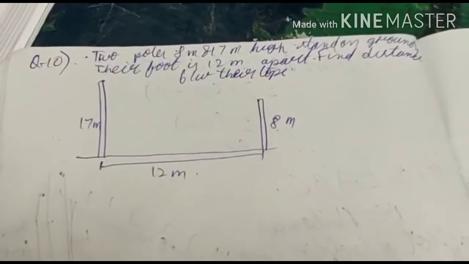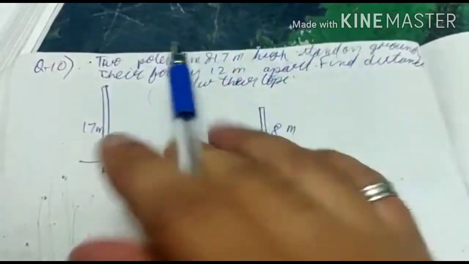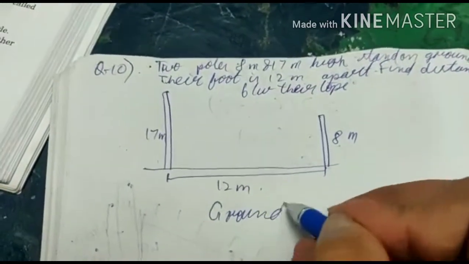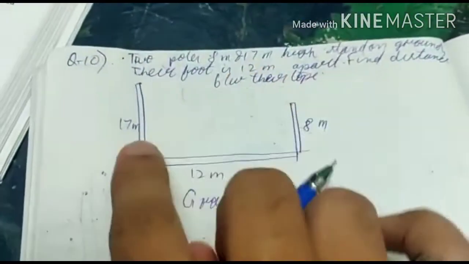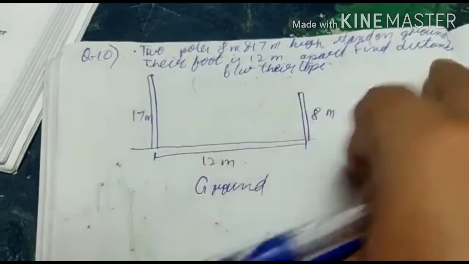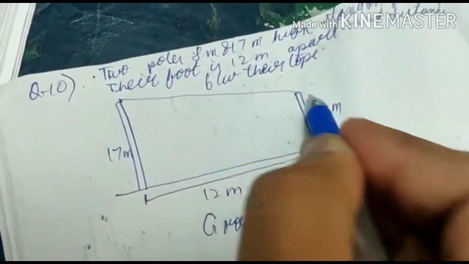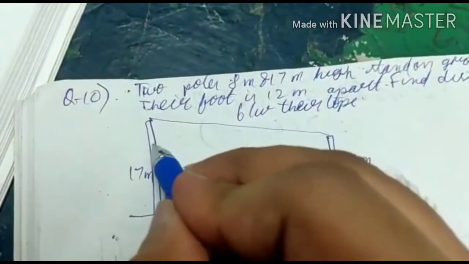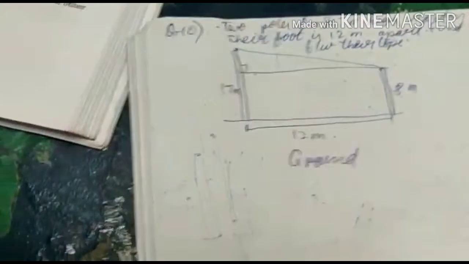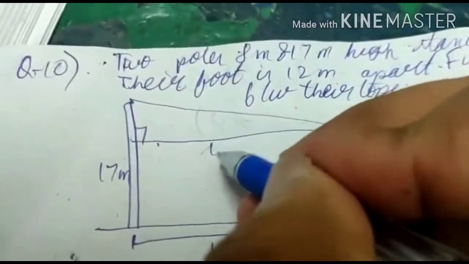We have a question that says two poles are 8 meter and 17 meter high and stand on the ground. Look, this is the ground, and they are standing on the ground. The distance between their bases, their feet, is 12 meter. Find the distance between their tops. We have to find this distance. If we draw a perpendicular from here, then this will be this, so the 12 meter that was this will come here.